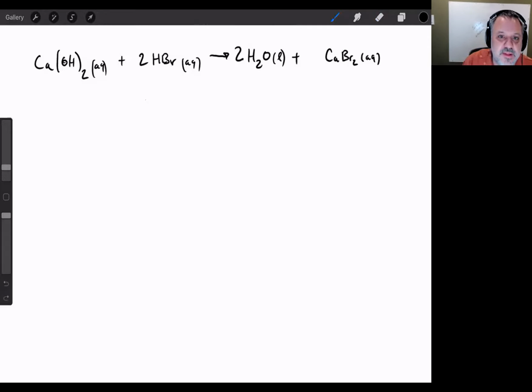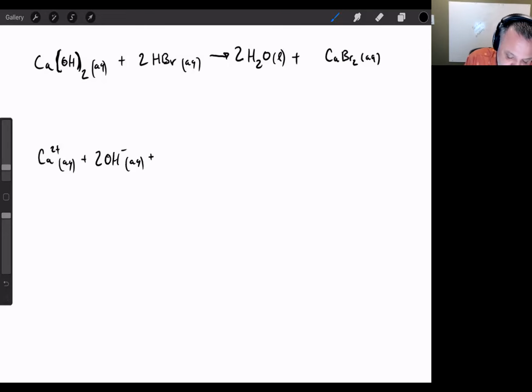So how do I write the complete ionic equation for this acid-base reaction? Well, I've got a calcium ion, and it's aqueous. And I've got 2 hydroxide ions, and they're aqueous. Remember that the factor outside of the parentheses, I almost called it a stoichiometric coefficient, it's not a stoichiometric coefficient. It's just part of the formula. The 2 in this formula indicates there are 2 hydroxide ions.